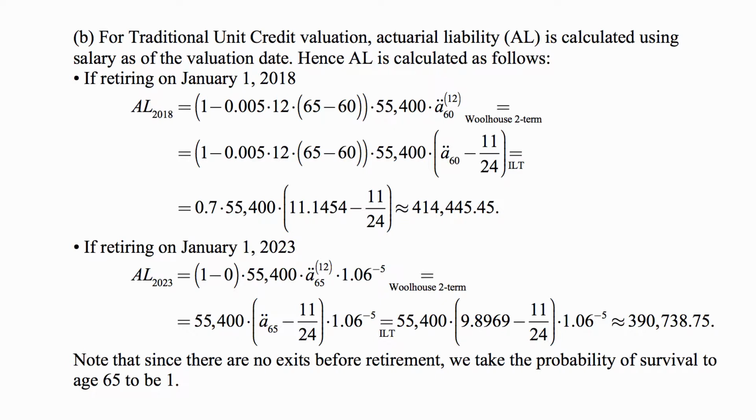And then we use the Woolhouse 2 term approximation. So this a double dot 65 upper 12 becomes a double dot 65 minus 11 over 24, which is m minus 1 over 2m. That's what this is, where m in this case equals 12, but m is the frequency of the annuity, how often it's paid per year, or how many times it's paid per year. And then we find the a double dot 65 in the illustrative life table to be 9.8969. So we plug this all in, and we get approximately 390,738.75.